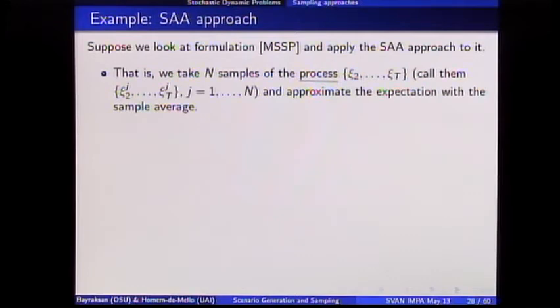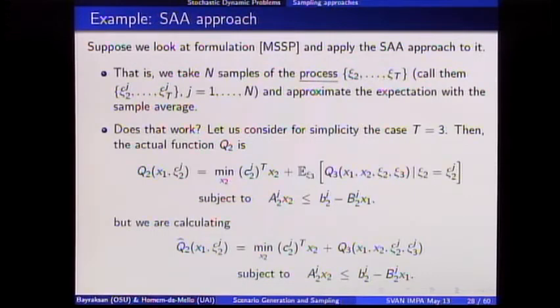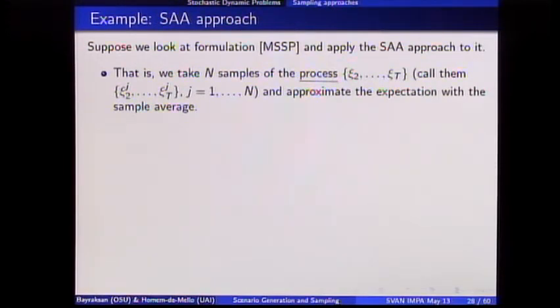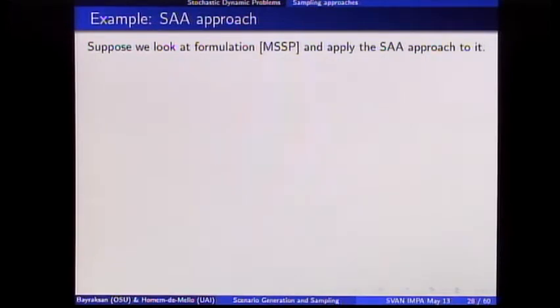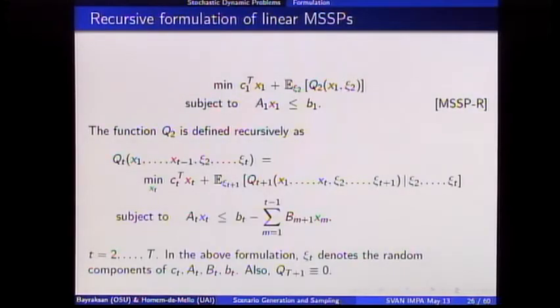I take samples of this process, let's call them xi2j to xtj. Take n samples, same thing we did before, and then approximate the expectation with the sample average. Right? Approximate the expectation with the sample average. But let's see what happens. It's like we are replacing this Q function with a sample average. Is that clear?